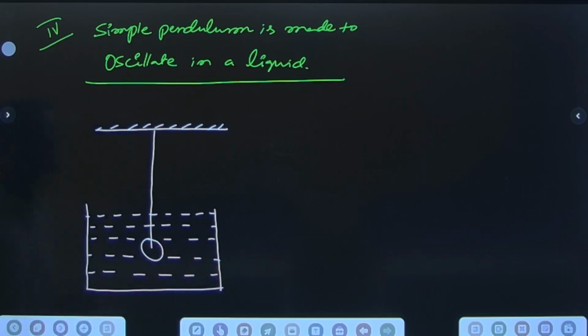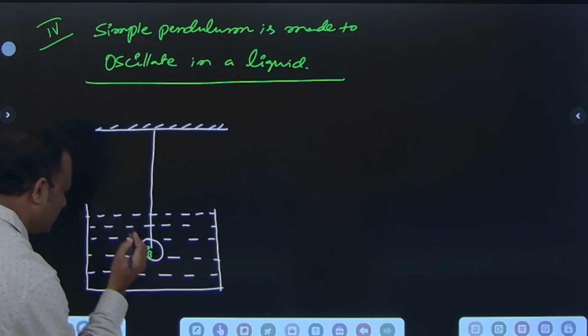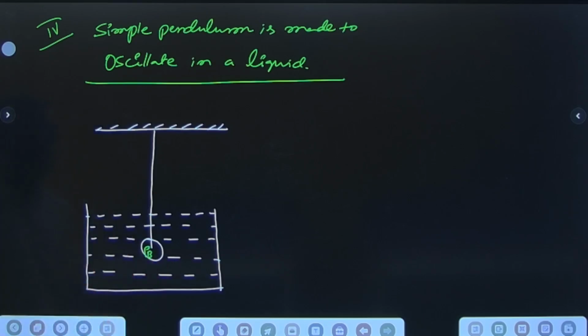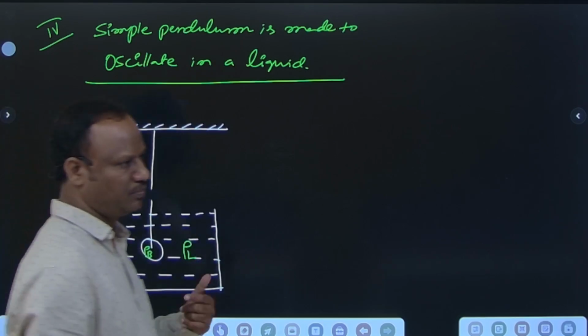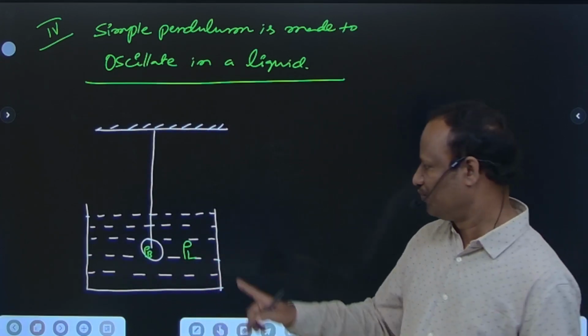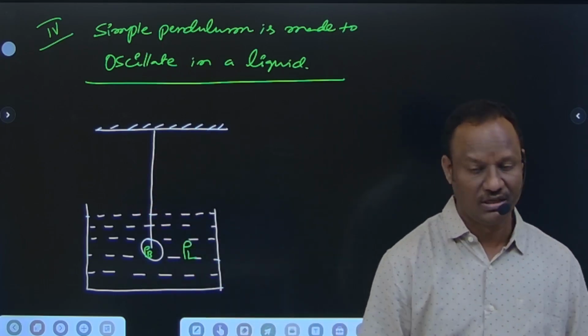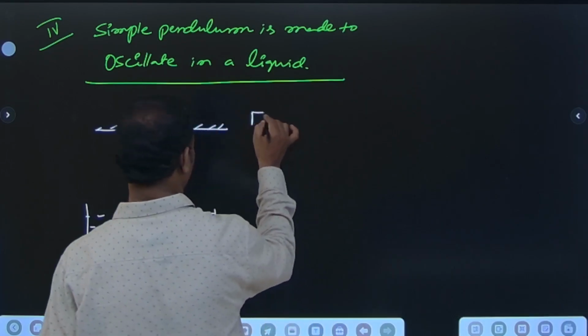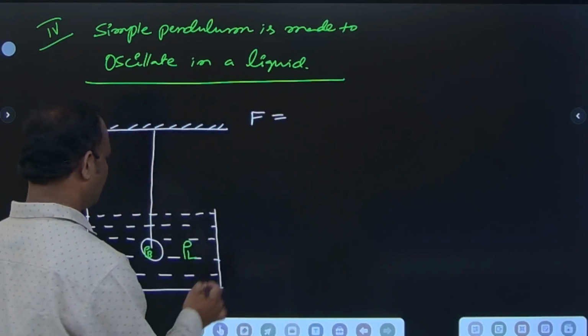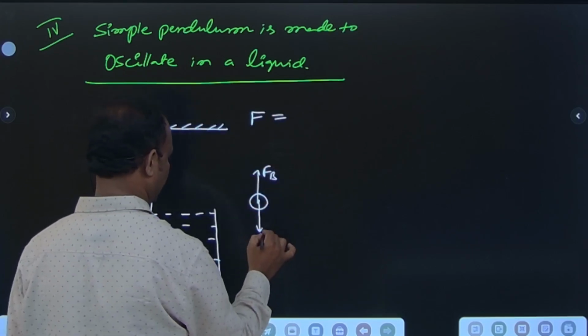A very, very important situation. The density of the body is rho B, and the density of the liquid is rho L. What forces come into play when it is oscillating in the liquid? Force of buoyancy is upward, weight is downward. So the net force F is equal to, first of all, take its free body diagram: force of buoyancy, and its weight.